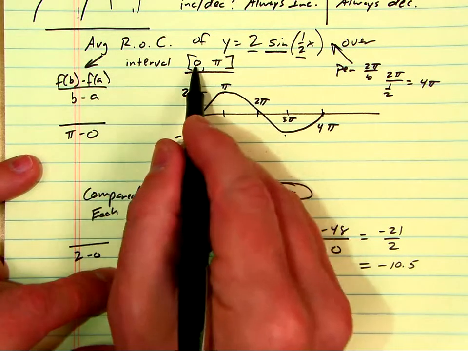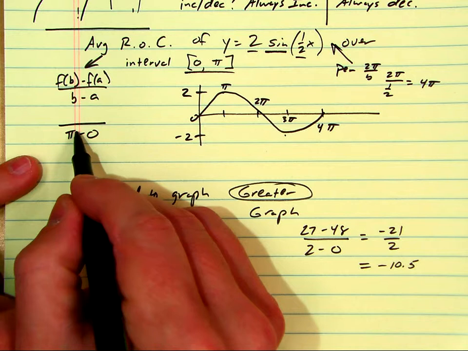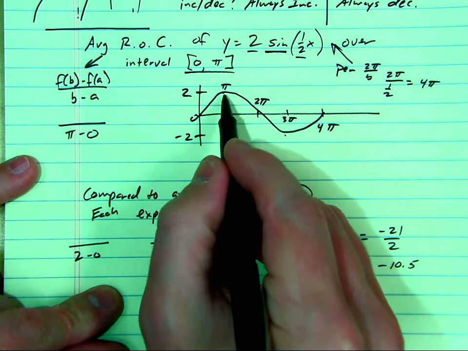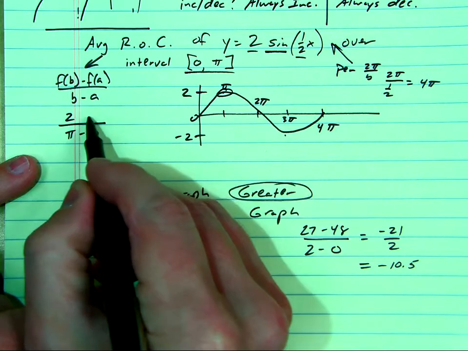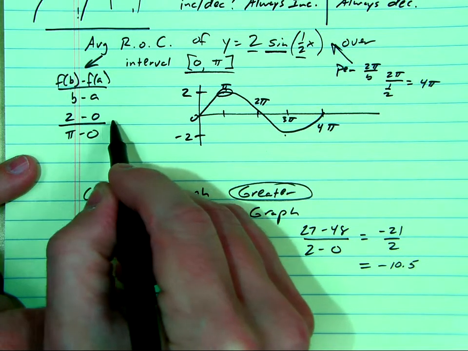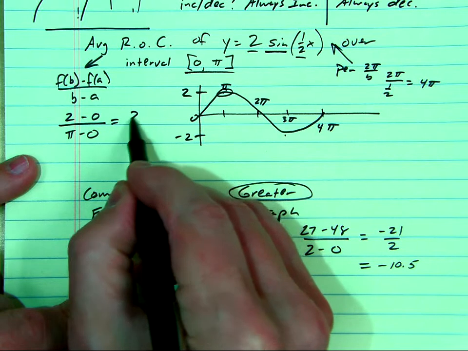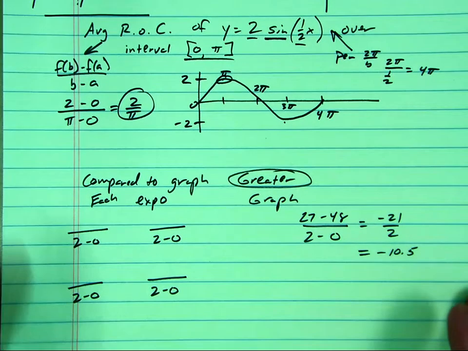Now the interval is from 0 to pi, so the denominator is pi minus 0. I taught you guys to look, where is the function at pi? Well, right there, it's 2. Okay, where is the function at 0? Oh, it's right there at 0. So this becomes very simple if you understand how to graph and how to interpret the average rate of change. That answer is just 2 over pi. Okay, let's do the other one.